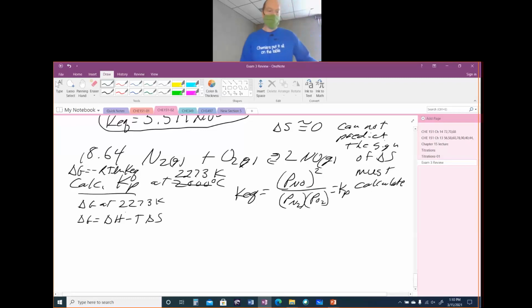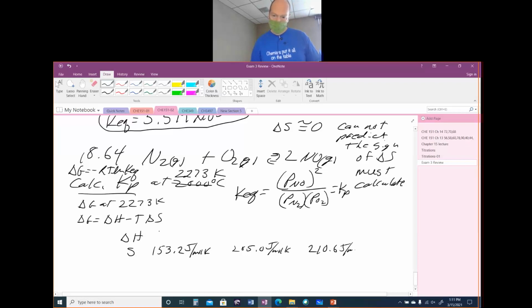All right, so let's look up our numbers. We need our delta H values and our S values off of the table. All right, so here are the S values for N2, 153.2. And the S value is 205.0. The S value is 210.6. The delta H values, elements in their natural state, 0, NO, 90.29.